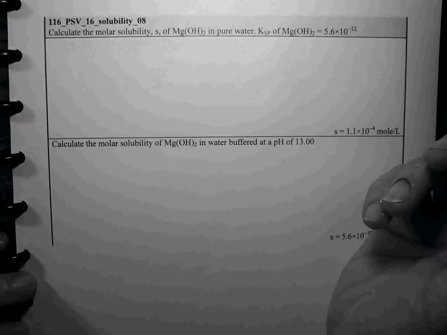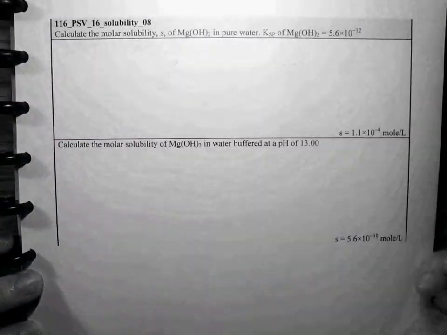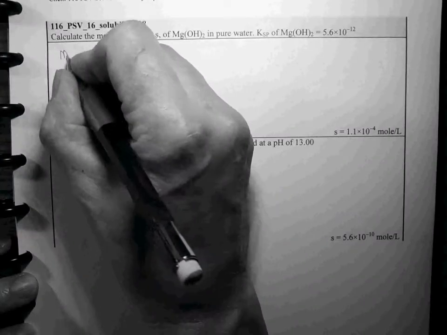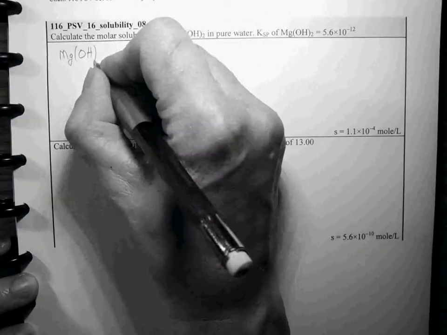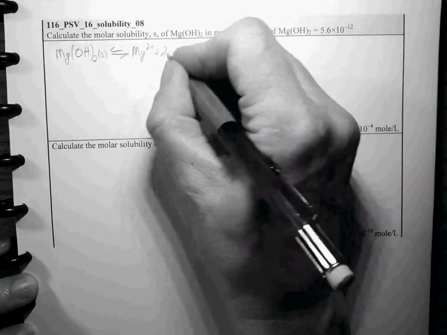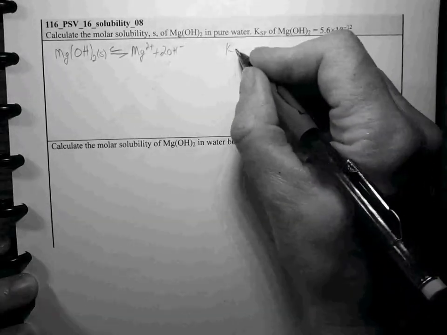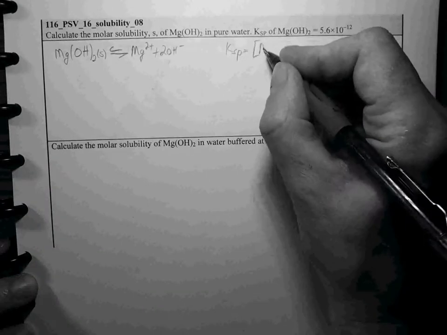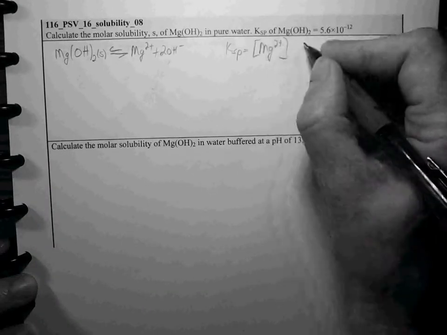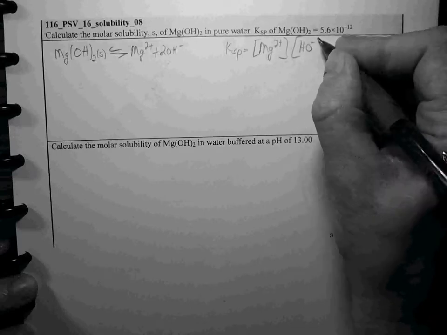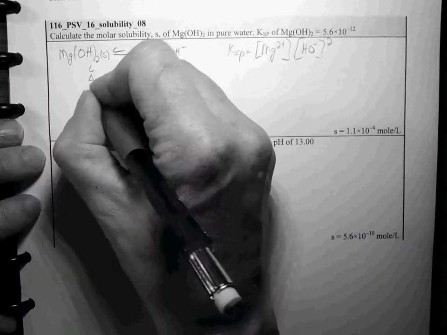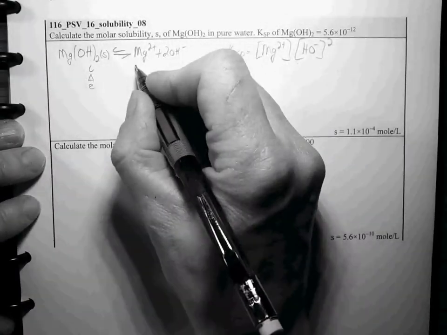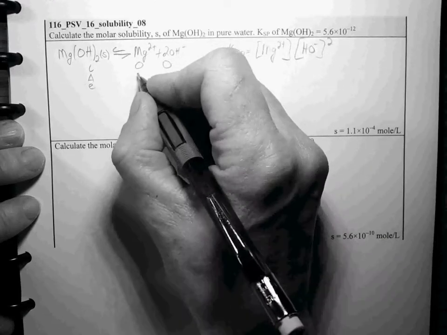Okay, this question initially asks for the molar solubility of magnesium hydroxide. So we'll write out the dissociation and KSP. Alright, our ice table. The solid, as always, does not appear. We assume we don't have any of these initial ions.